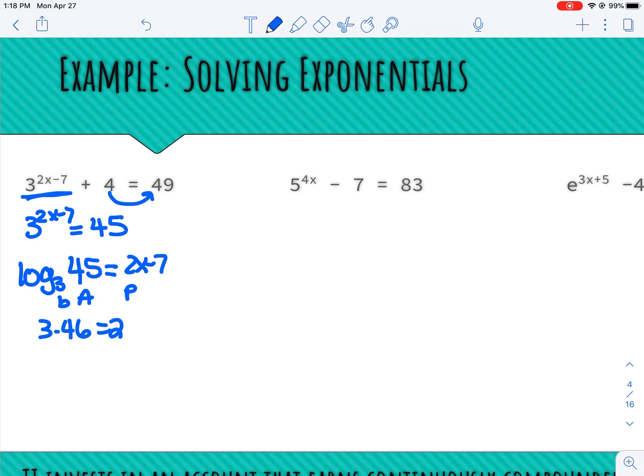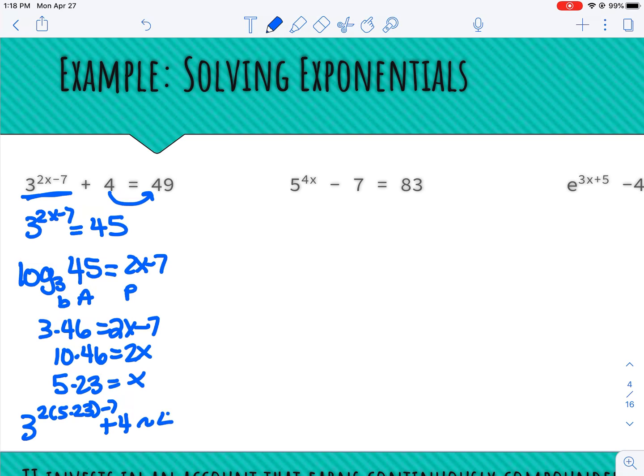Okay, so log base 3 of 45 is about 3.46. And then I'm going to add that 7 over to make 10.46. And then I have to divide that by 2. Again, you can get in the habit of checking your answers. If you did 3 to the 2 times 5.23 minus 7 plus 4, it should be really close to 49. It might not be exact because we rounded off, but it should be close.